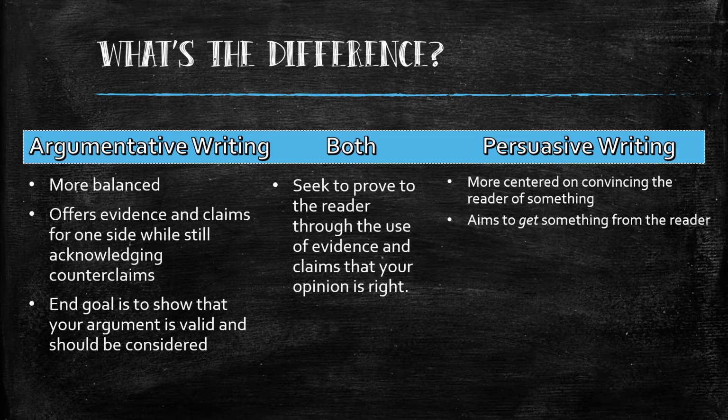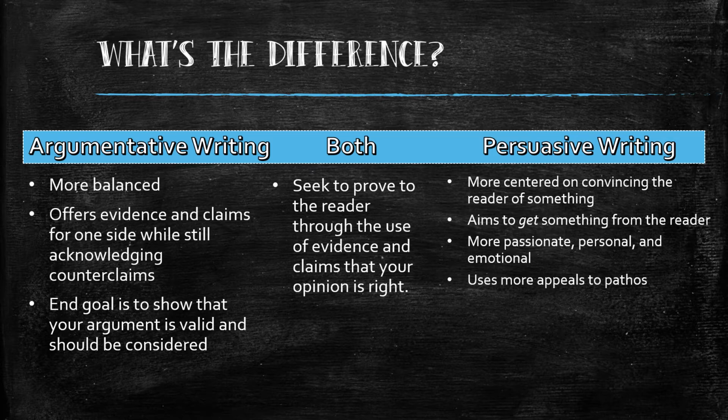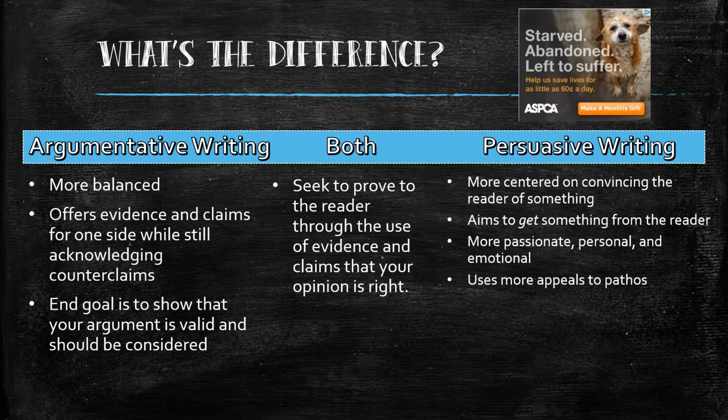In many cases, persuasive writing is much more passionate, personal, and emotional than argumentative writing, using more appeals to pathos than logos. Think, for example, of the TV commercials that seek to convince you to donate money to an animal cruelty foundation by showing you heart-wrenching video clips of sad, deprived cats and dogs shivering in their cages. In a sense, some persuasive techniques can be considered manipulative. This isn't always the case, though.